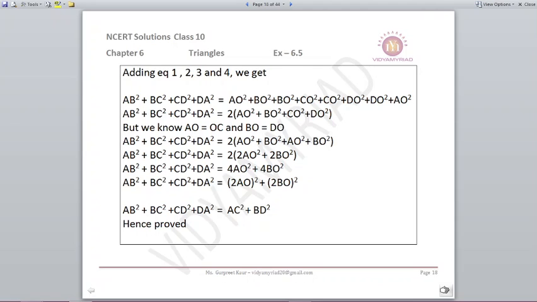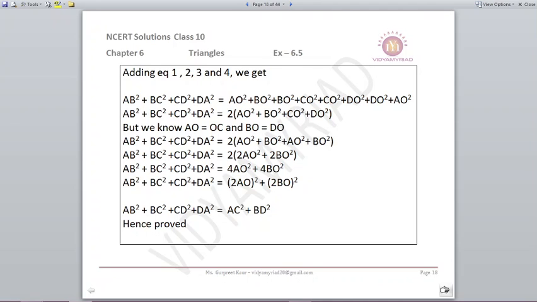Now in the rhombus we know diagonals bisect each other. That means AO is equal to OC and BO is equal to DO. So we will rewrite it as twice of AO square plus BO square. So instead of CO I will write AO and instead of DO I will write BO. So what does it mean? It becomes twice of AO square plus twice of BO square.